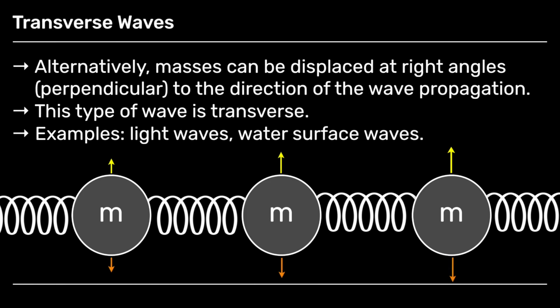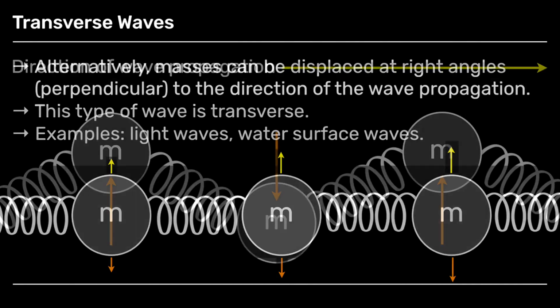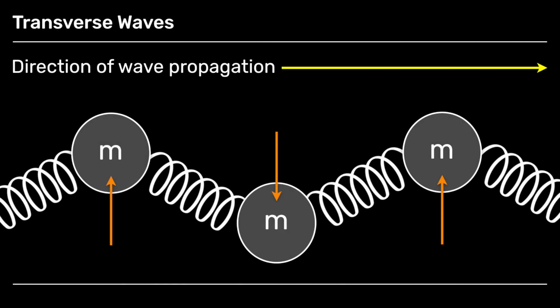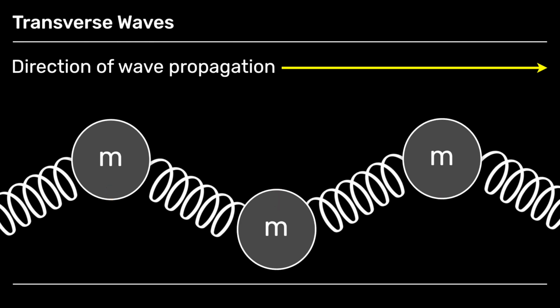On the other hand, when the mass displacements are at right angles or perpendicular to the springs, the waves are said to be transverse. Examples of transverse waves include light waves and surface water waves. Here is an example of a displacement of a transverse wave, and you can see the propagation direction directly at right angles to the displacement itself.